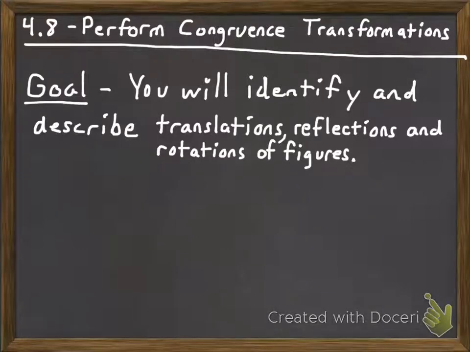Welcome everybody. All right, we're in section 4.8 now, finally coming in of chapter 4, in which we've been studying about congruent triangles for the most part, and what we're going to look at here is performing congruence transformations, and the goal is that you will identify and describe translations, reflections, and rotations of figures. Okay, translations, reflections, and rotations of figures.